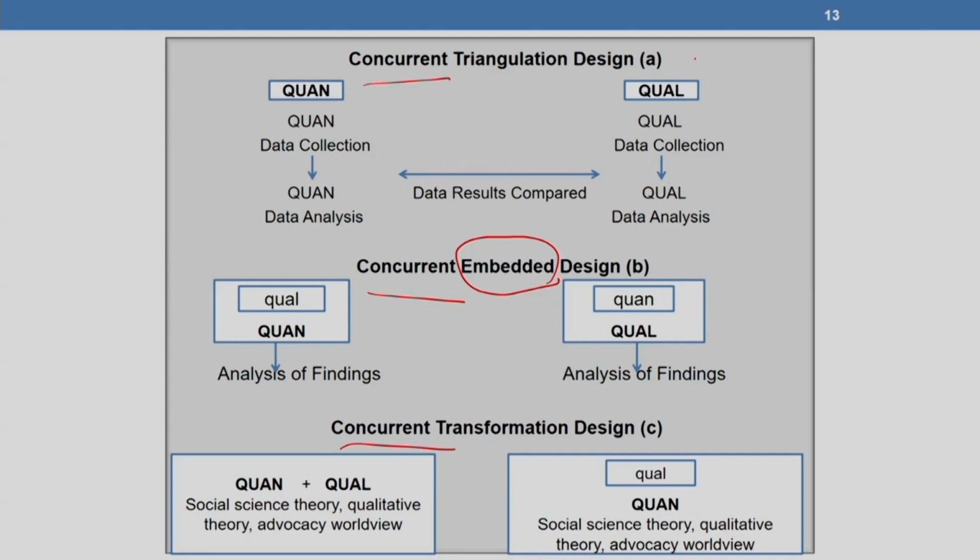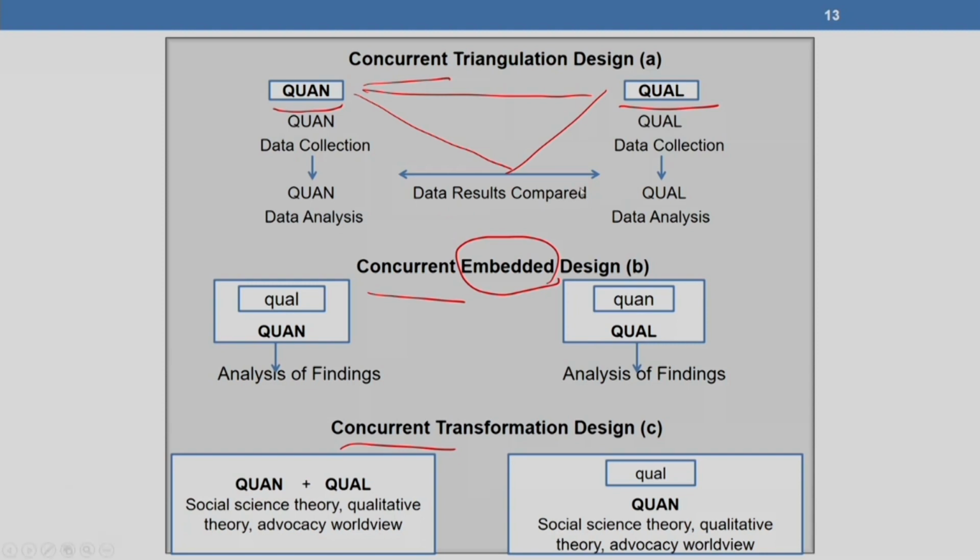So, let us come to the concurrent triangulation design first. Notice here that quan and qual are equally capitalized, which means both of them share the same weight. The priority on quantitative or qualitative data is just the same. So, data collection and data analysis take place, here qualitative data collection and analysis takes place, and then finally this is compared. So, this is some kind of triangulation, where you are collecting quantitative data, collecting qualitative data, and then comparing the results.